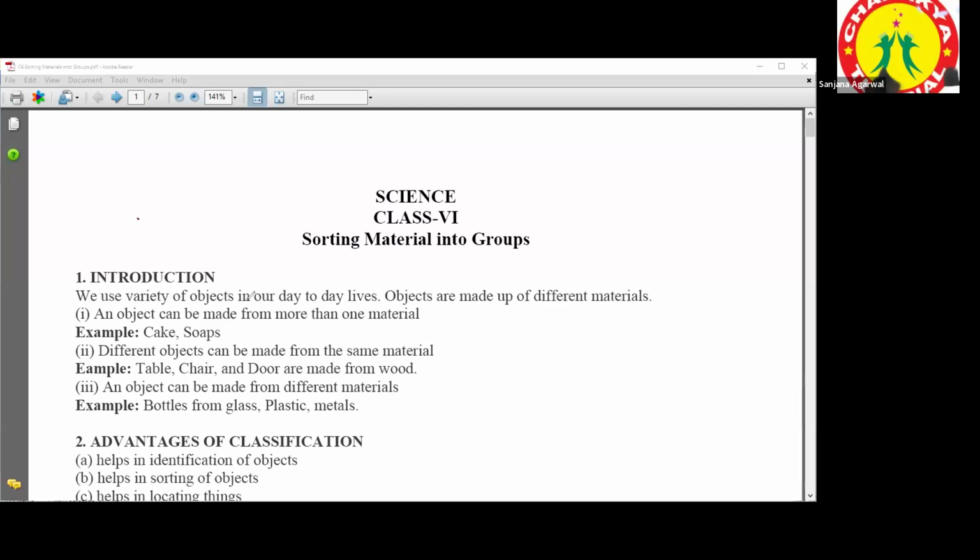So we use a variety of objects in our day-to-day lives. Objects are made up of different materials. And first, an object can be made from more than one material. So please note the first point, that objects which can be made from more than one material are cakes and soaps. Second is different objects can be made from the same material only. That is, table, chair, door are all made of wood or mostly. Okay. Third is an object can be made from different materials, like bottles can be made from glass also, plastic also, metals also. Getting? So please note this down.